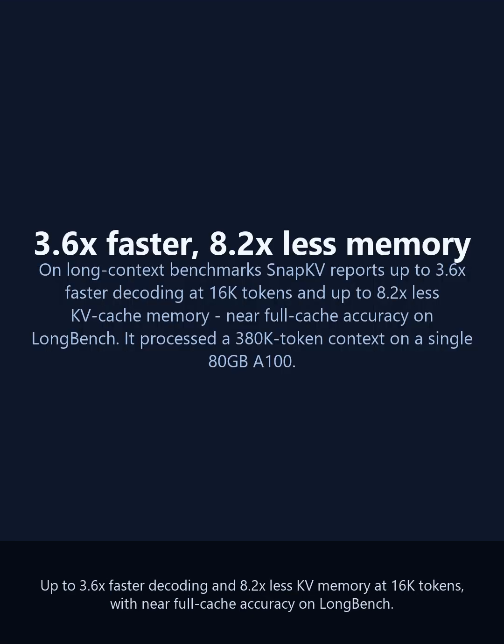The numbers are the selling point. On long context benchmarks, SnapKV reports up to 3.6 times faster decoding at 16,000 tokens, and up to 8.2 times less KV cache memory, while staying close to full cache accuracy on LongBench. With those savings, the authors processed a 380,000 token context on a single 80 GB A100, with almost no drop on the needle in a haystack test.